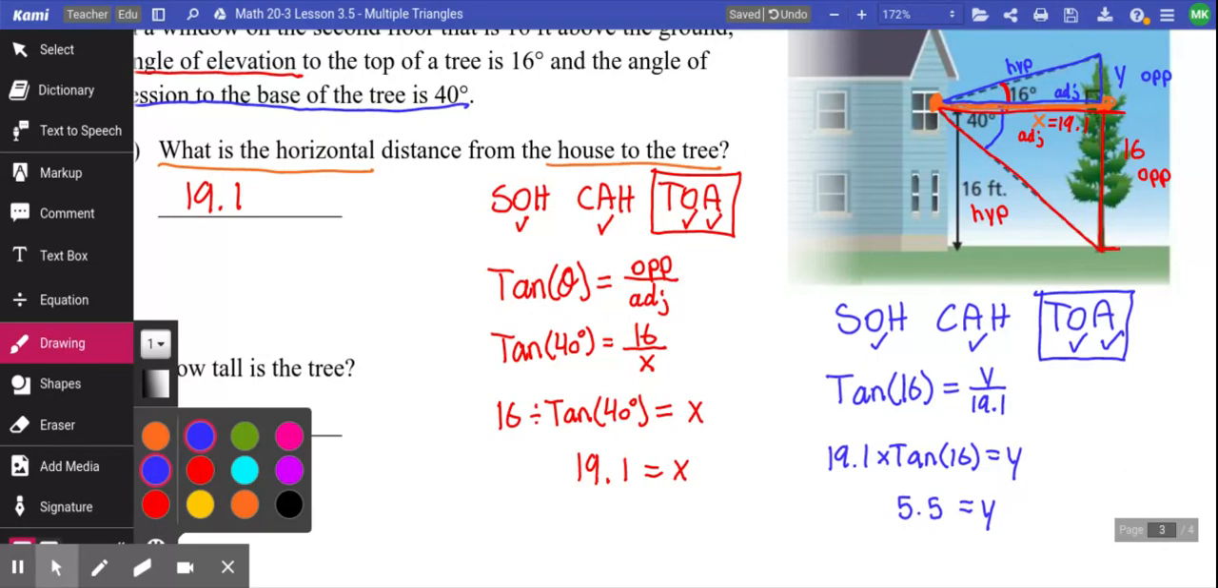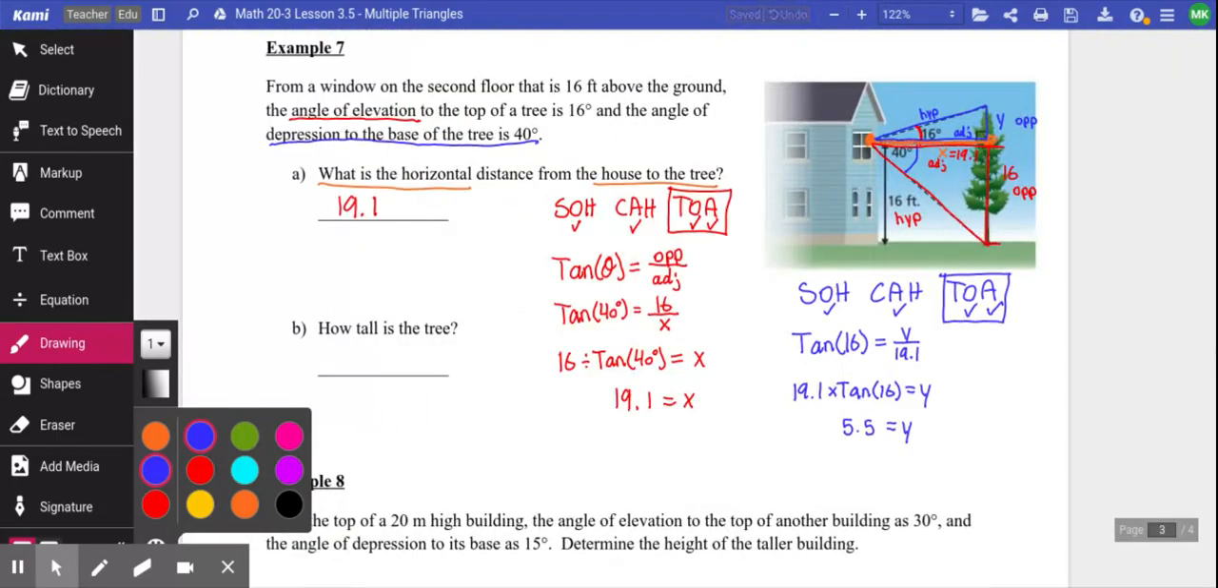So the top of this tree, this little section y, is 5.5. That means the entire tree is 16 plus 5.5. So to answer the question, how tall is the tree? 16 plus 5.5 equals 21.5.